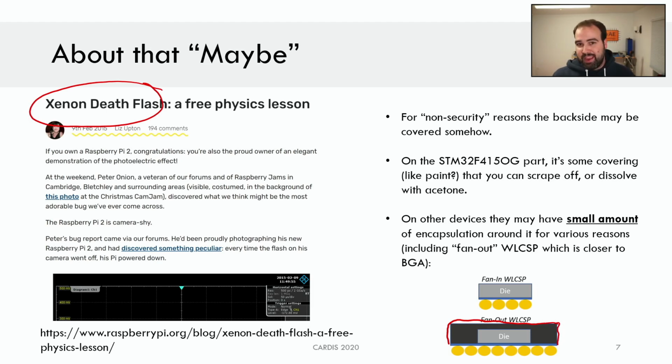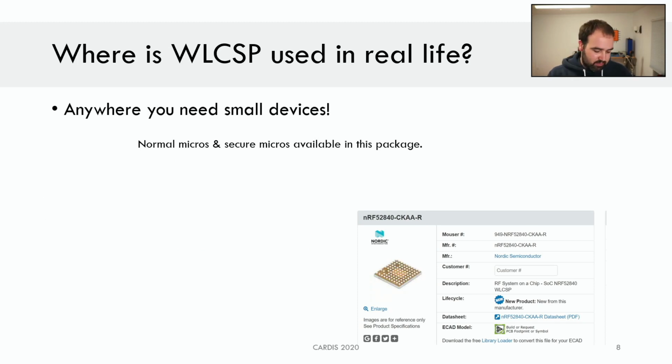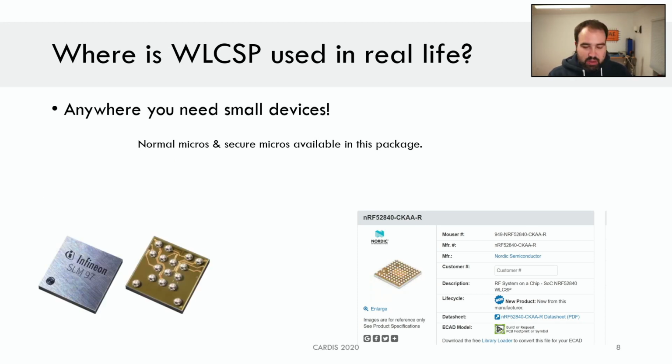So in my case, mechanical worked, or even just acetone, right? Acetone at room temperature removed that coating perfectly, or you can just use an X-Acto knife and scrape it off. So very simple setup. And we can see WLCSP devices in real life anytime you need a small device, basically. It is available, so both normal micros and secure micros use this package.